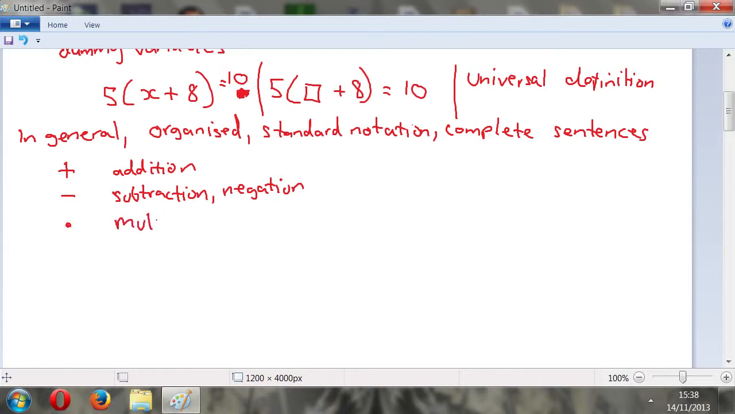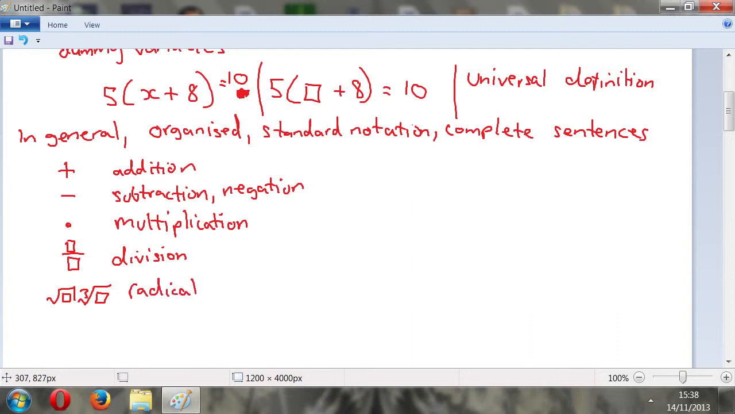Then we've got multiplication. Got division. And then we have the radical, the root. Of course, there are more elements of notation.